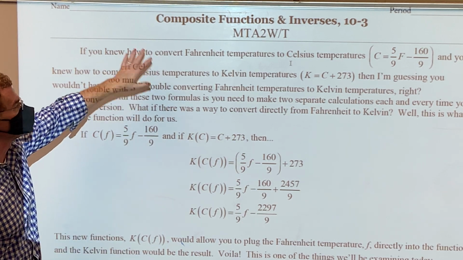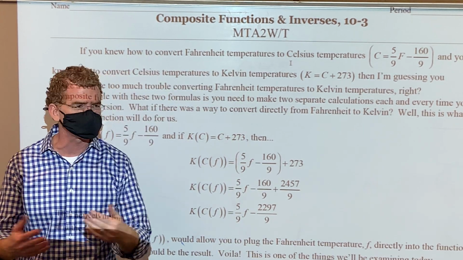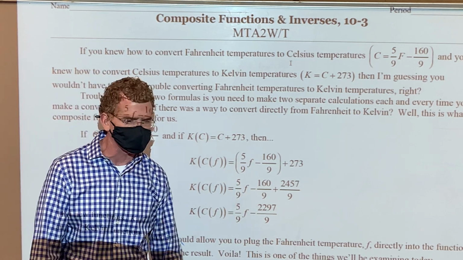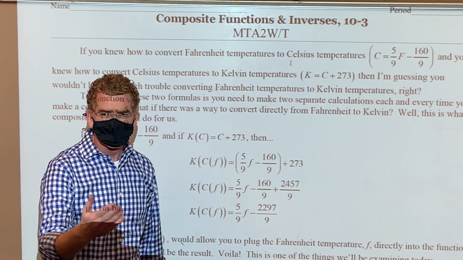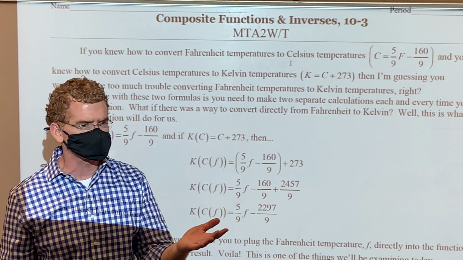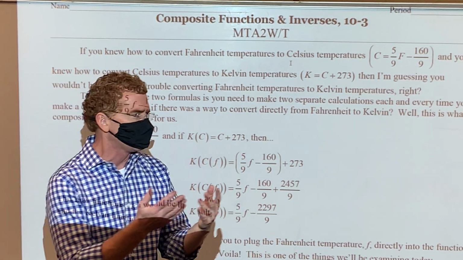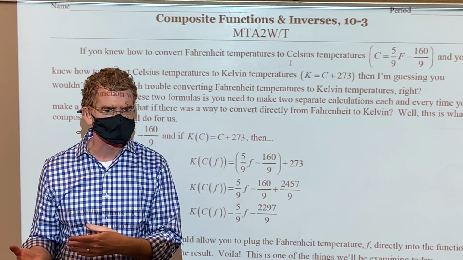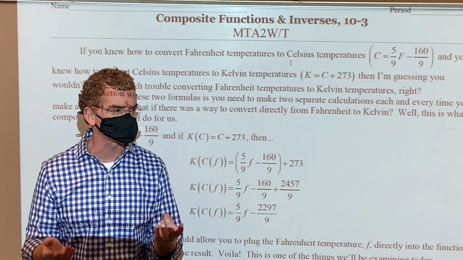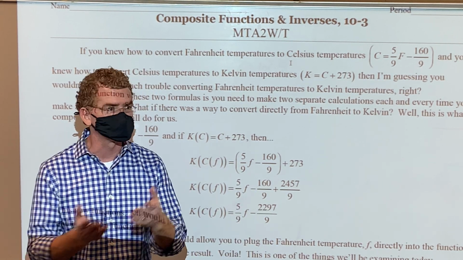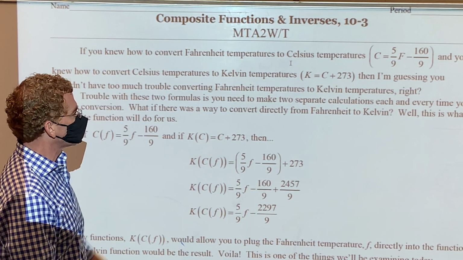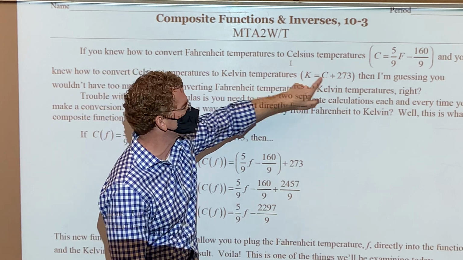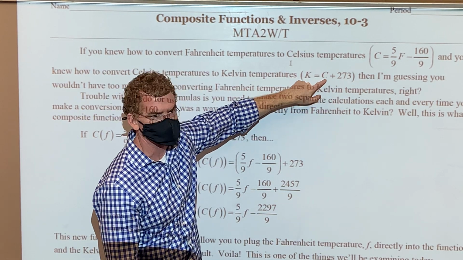But before we get started, I want to talk about what a composite function is really doing, because I've had people in the past who are like, okay, I know the math, but what the heck am I doing? So for instance, do you understand that there are equations to convert from Celsius to Fahrenheit and Fahrenheit to Celsius? And you know that there are equations that convert from Celsius to Kelvin. Do you know what a Kelvin temperature is? A Kelvin temperature simply is 273 degrees more than Celsius.